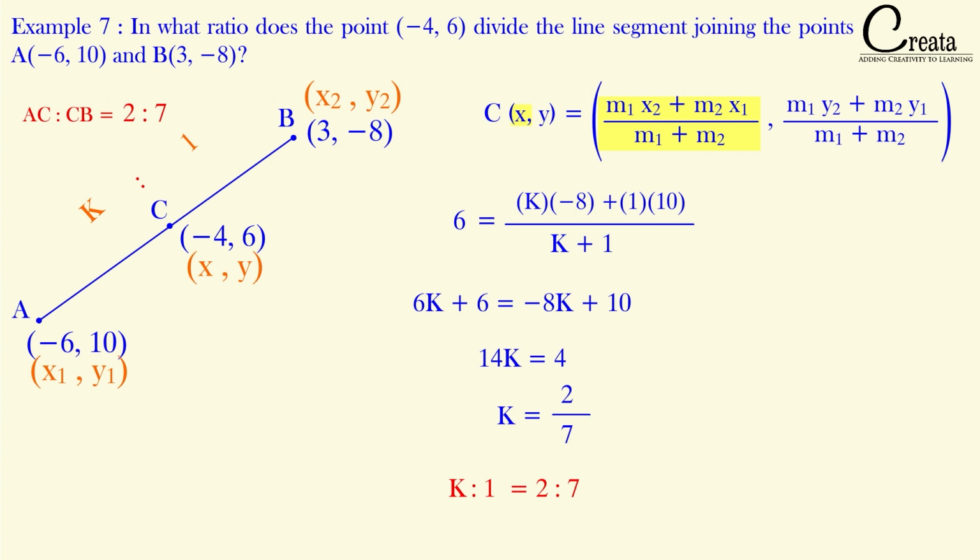This is the fastest. We have assumed the ratio as k is to 1. One side we got as 1, so we do not have to solve the complete equation of m1 is to m2. So this is the second approach. You should know this also. Let's go to the third approach.